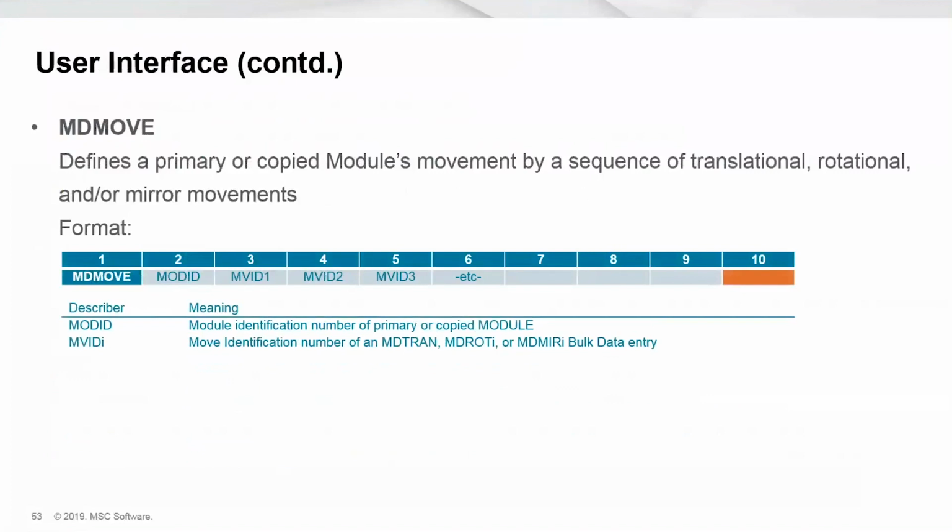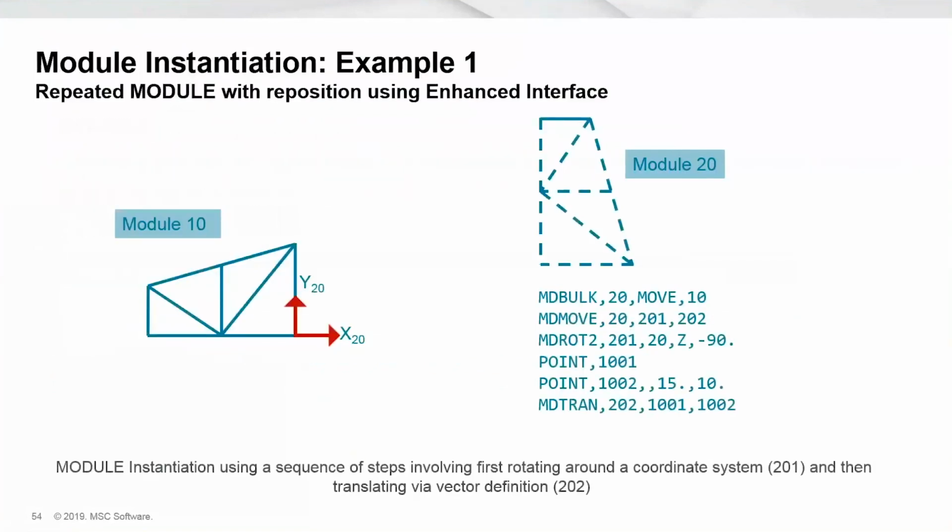Here's the MD move where we define the sequence of the movement. So here's an example. Module 10 is a primary module. Let's say I received that module from another group, and I want to create a module 20 which looks identical to it. However, it's located at a different spot than where module 10 is defined. In that case, I will define a module inside another module, inside another begin module entry.